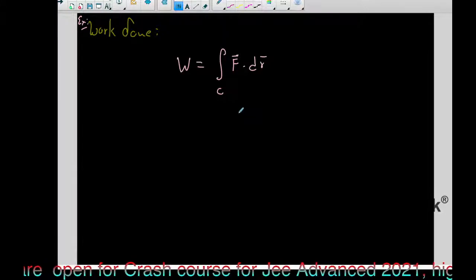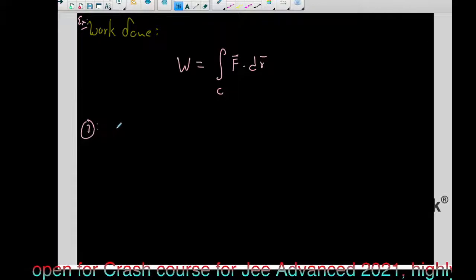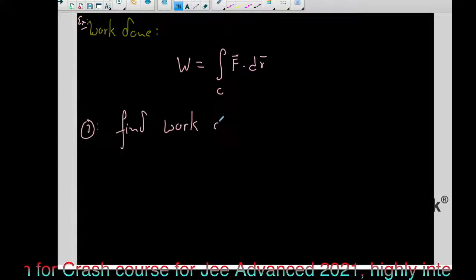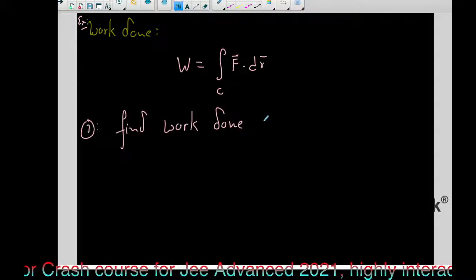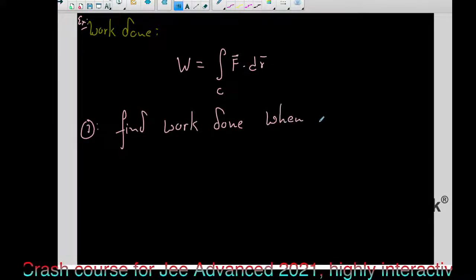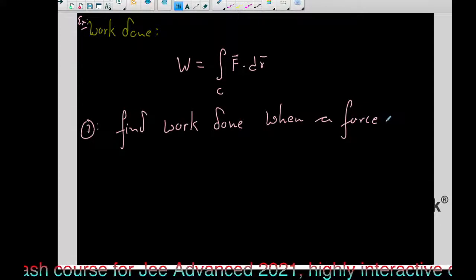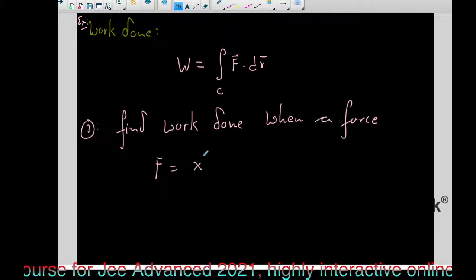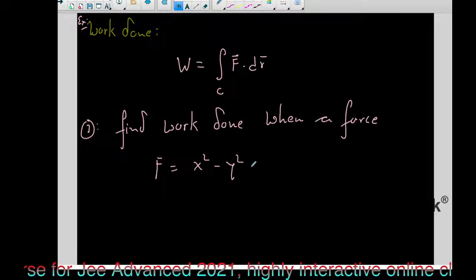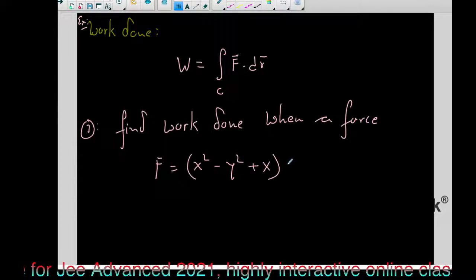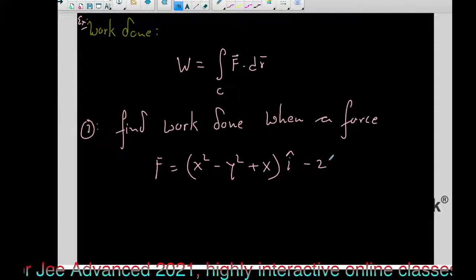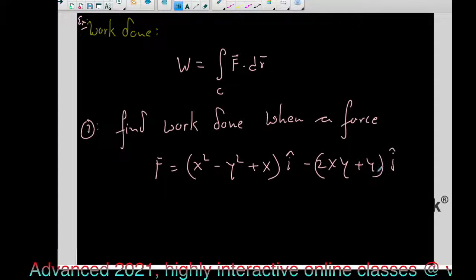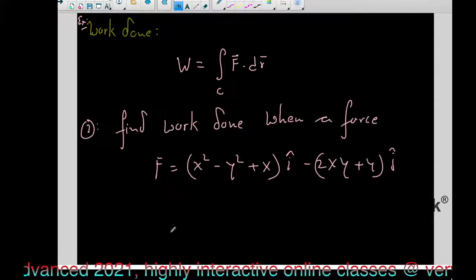Yeah. So let's take one more question, the third question. Find the work done when a force, let's define the force F, equals x square minus y square plus x in the i unit vector, and minus 2xy plus y in the j unit vector, moves a particle.